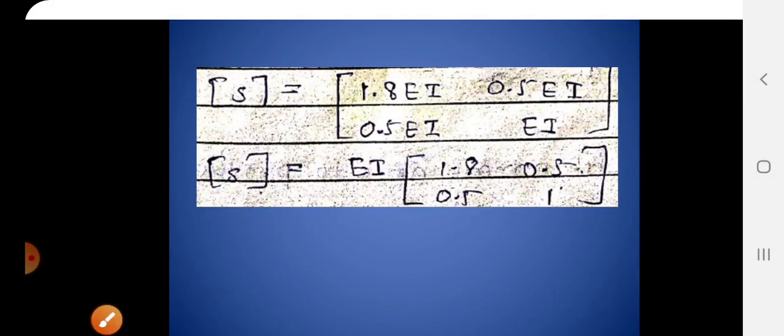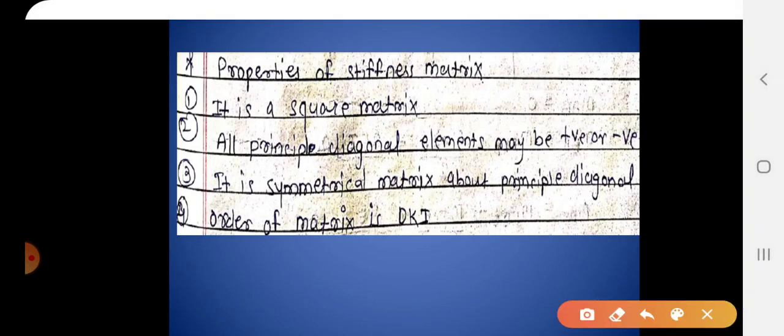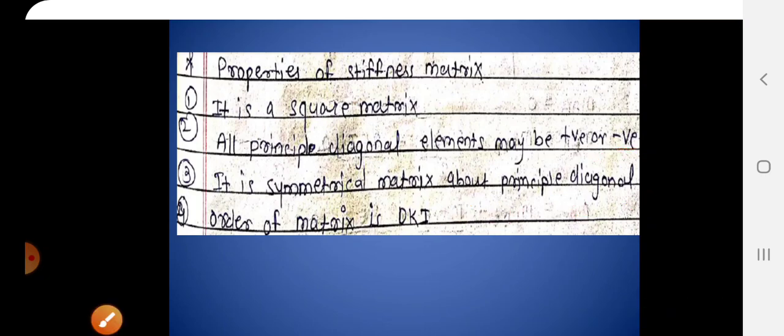In this way we have derived the stiffness matrix for two examples. So we can conclude from these two examples what the properties of the stiffness matrix are. It is a square matrix. All principal diagonal elements are positive. It is a symmetrical matrix about the principal diagonal. And last, the order of the stiffness matrix is the degree of kinematic indeterminacy. If DKI is 2, it is a 2 by 2 matrix. If DKI is 3, it is a 3 by 3 matrix. So the degree of kinematic indeterminacy is equal to the order of the stiffness matrix.